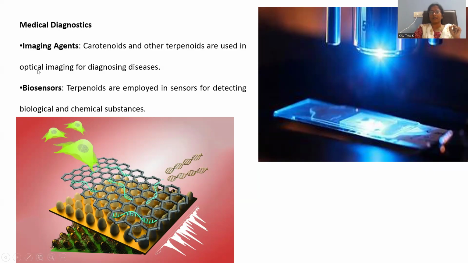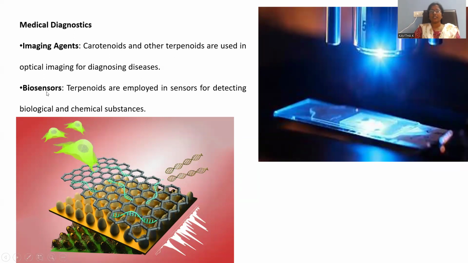They are having a property called optical imaging. Most of them are optically active in nature, so that they are effective in the optical imaging system in order to identify what disease the people is suffering with. So diagnosing the diseases, this imaging agent, the terpene will be.